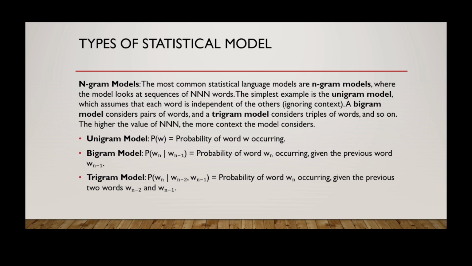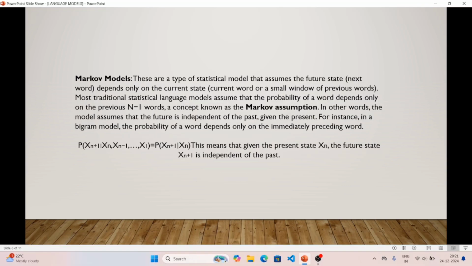Trigram looks at the triples of words, considering the two previous words. Let's now talk about the Markov model. A Markov model is a way for a computer to predict the next word in a sentence based on the current word. The key idea is that the future depends only on the present, not the past.